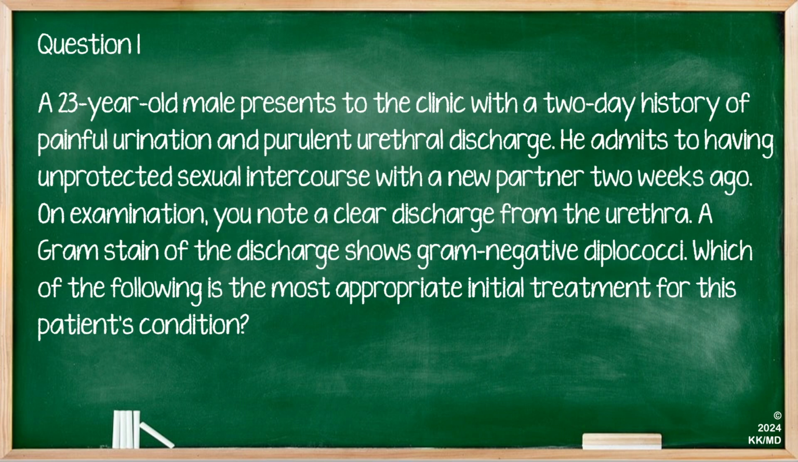So now let's try a question. A 23-year-old male presents to the clinic with a 2-day history of painful urination and purulent urethral discharge. He admits to having unprotected sexual intercourse with a new partner 2 weeks ago. On examination, you note a clear discharge from the urethra. A gram stain of the discharge shows gram-negative diplococci. Which of the following is the most appropriate initial treatment for this patient's condition?